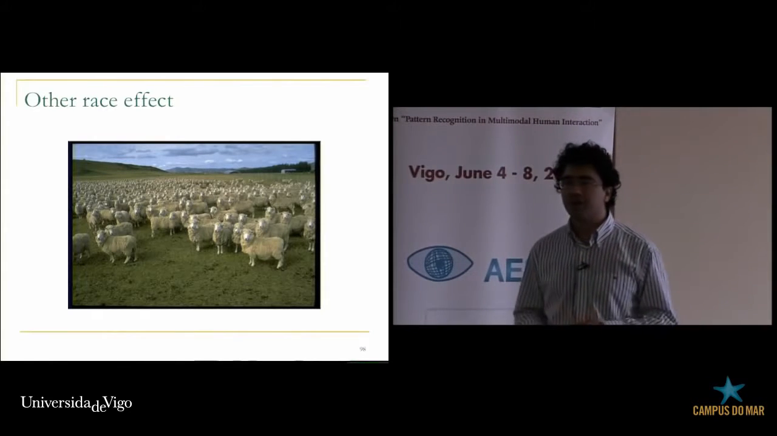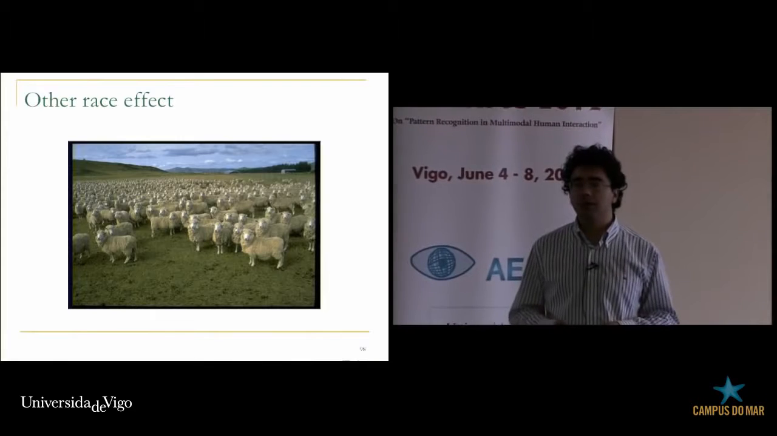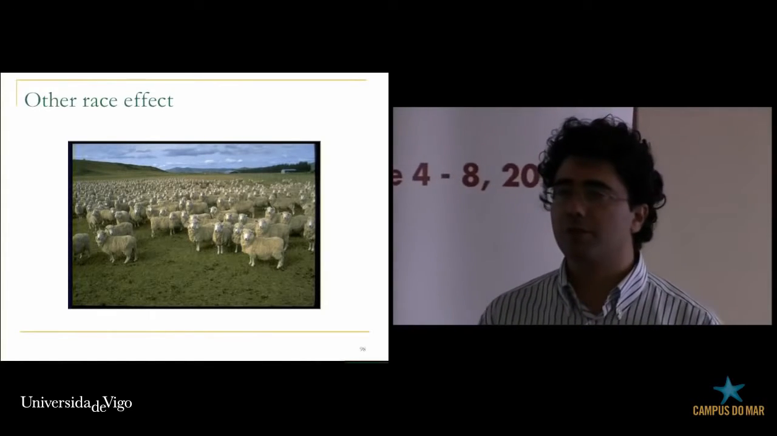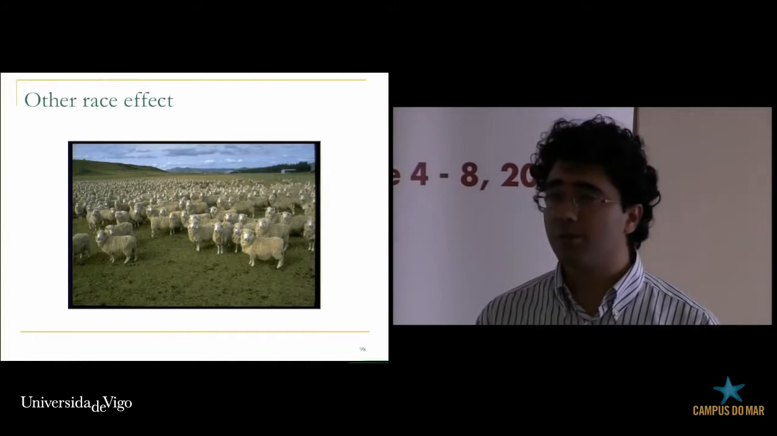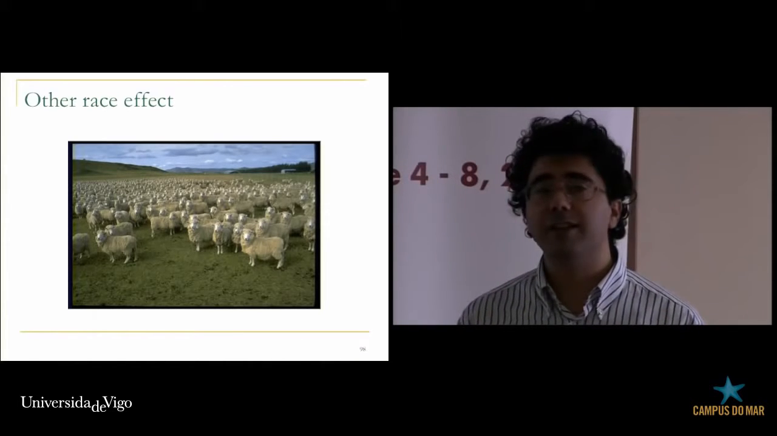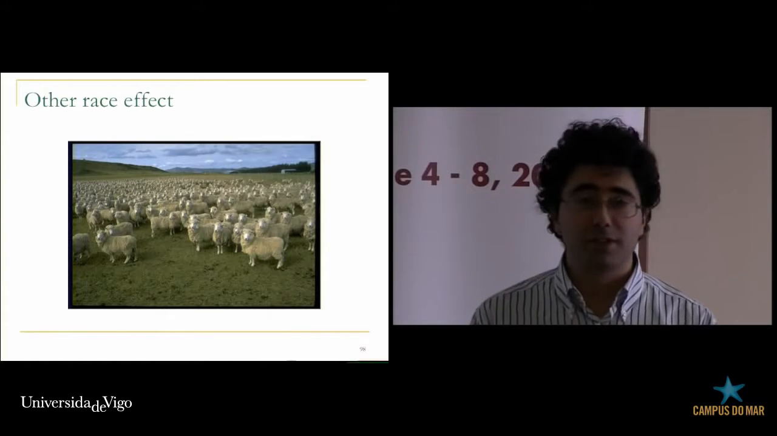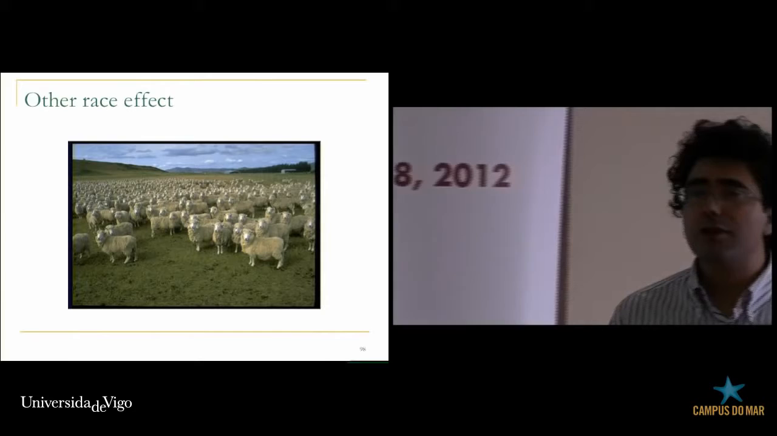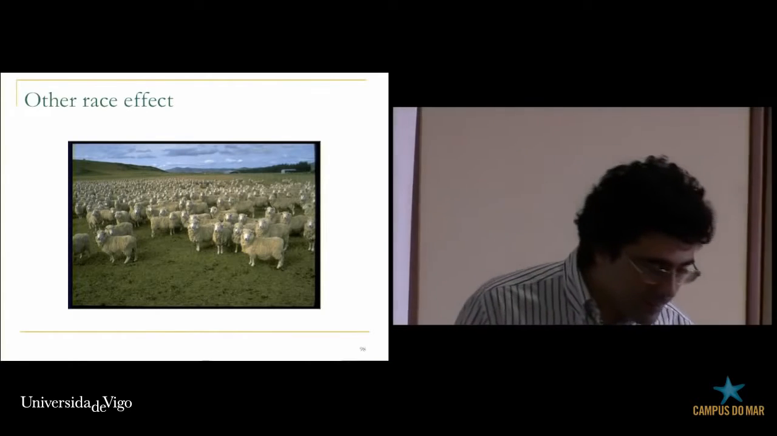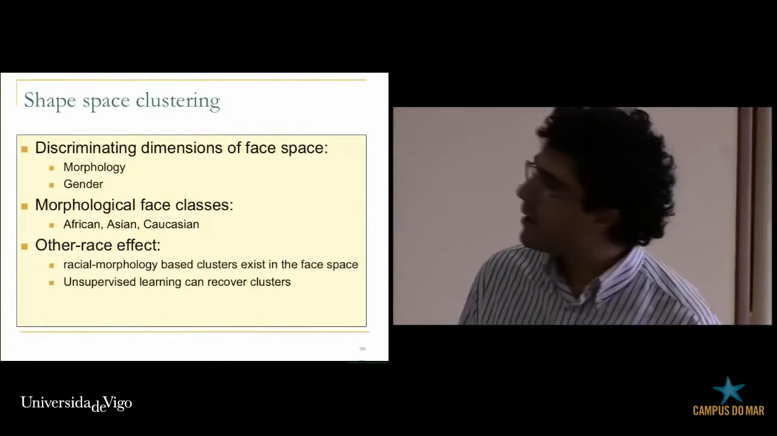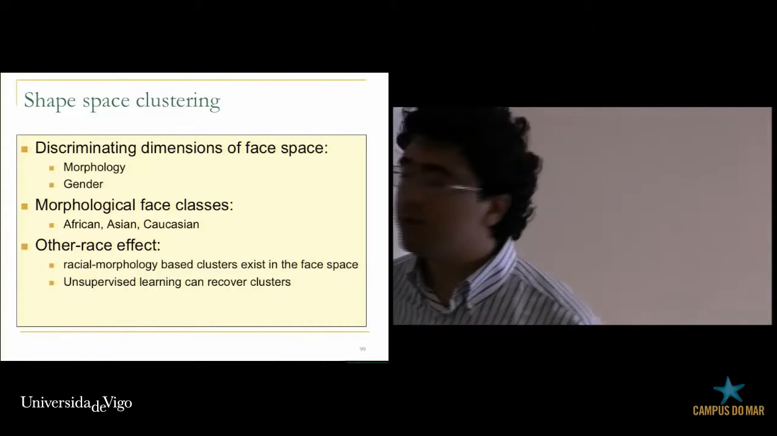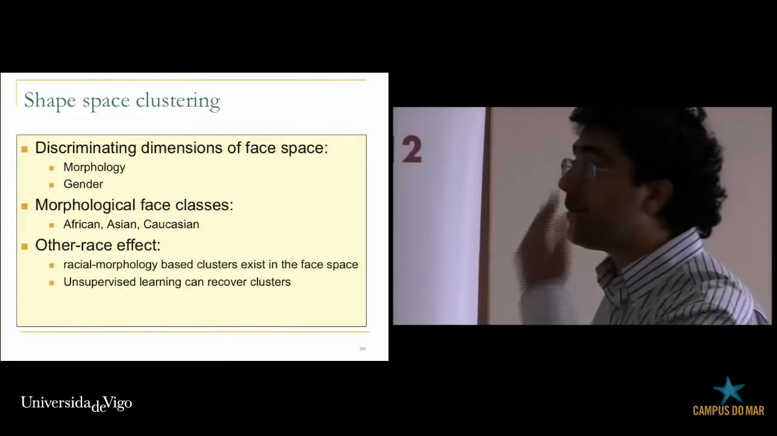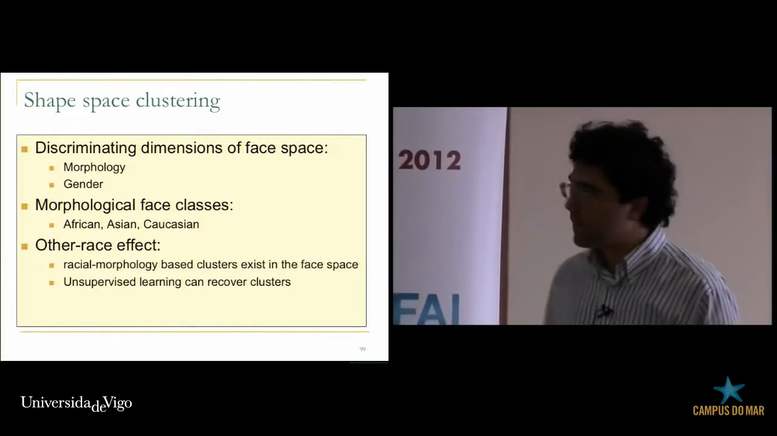And now, let's say a Chinese kid raised in Istanbul will have no trouble separating Turkish faces from each other. He may have trouble separating Chinese faces if later on he goes to China, because he's not exposed to these dimensions. So this is called the other race effect. But it has a basis, okay? So morphology, ethnic morphology, is a discriminative dimension of the face space.